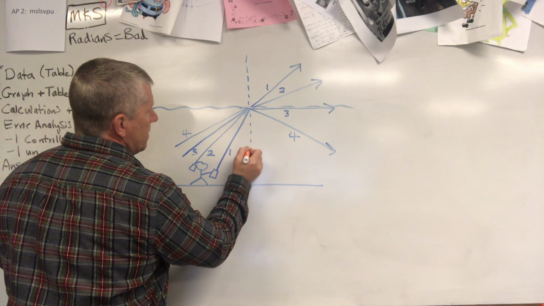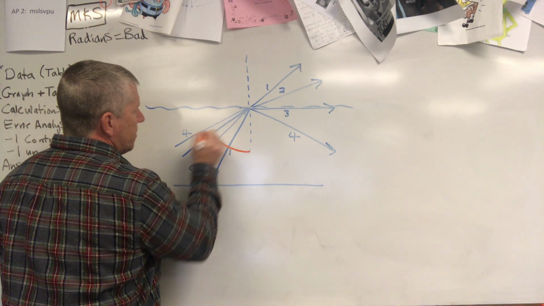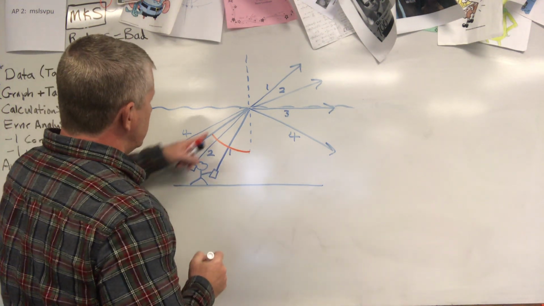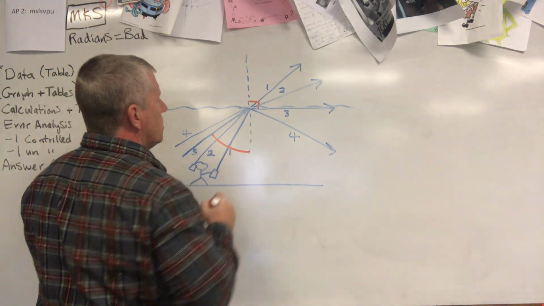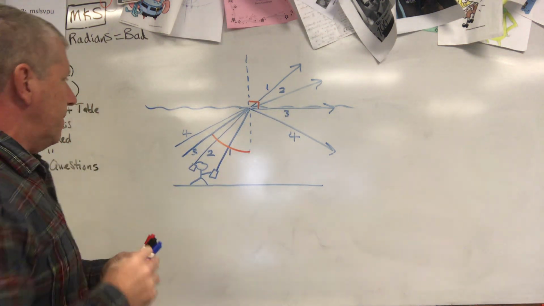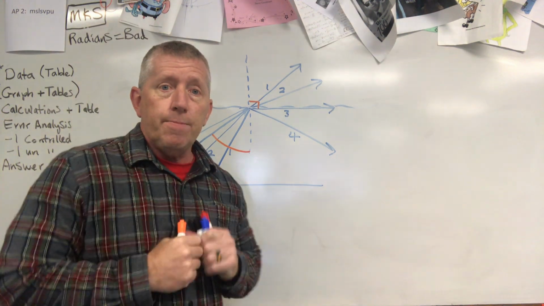This angle right here, the angle that goes to line 3, that angle of incidence caused a 90-degree refracted angle, so I'll put a 90-degree in orange up here. That angle is special.